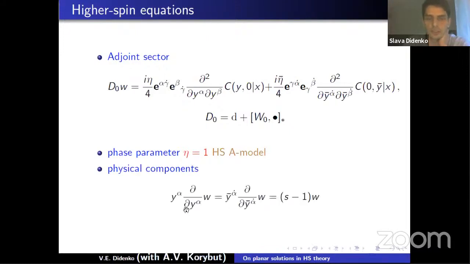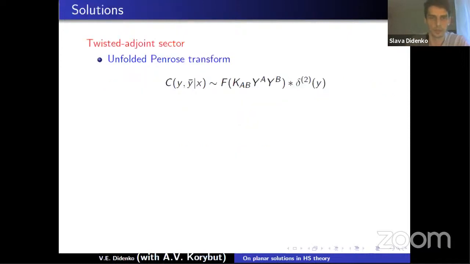Now, these are the physical components that correspond to Fronsdal fields in master field W. So those are the components that carry the same number of indices, dotted and undotted. The rest are auxiliary. And now we're going to the solution. The simplest sector is the twisted adjoint sector.